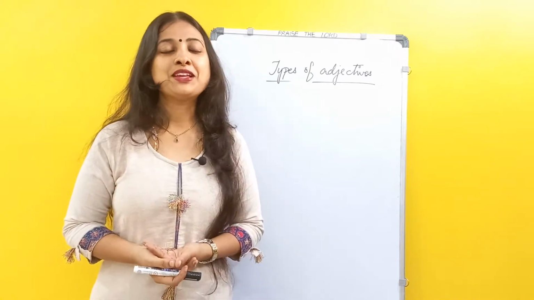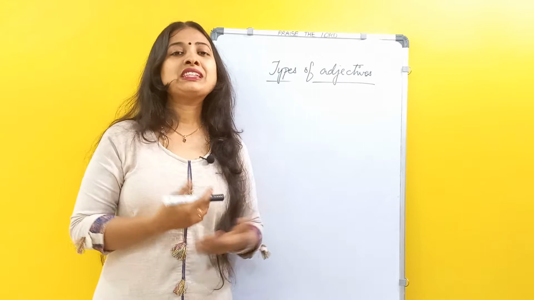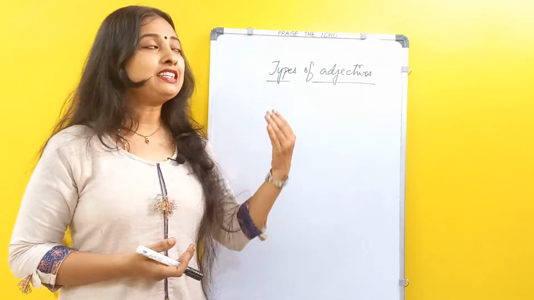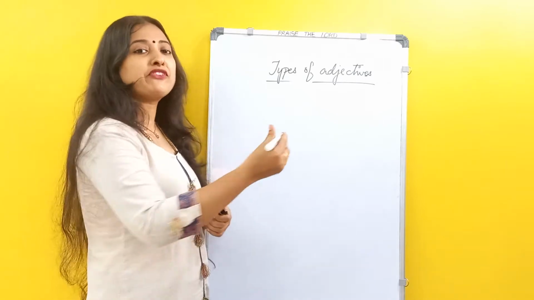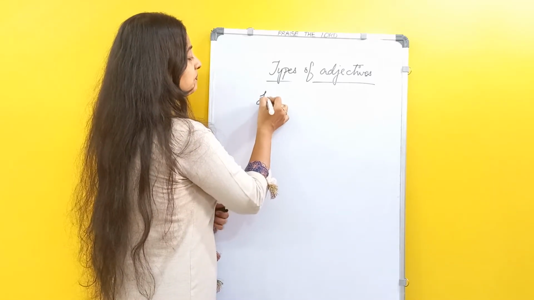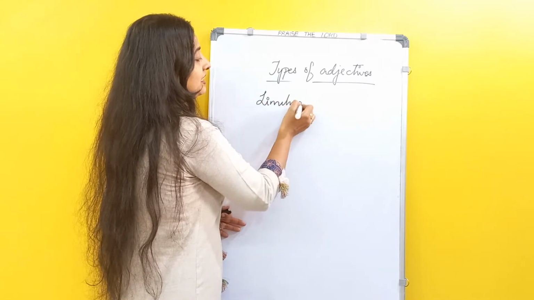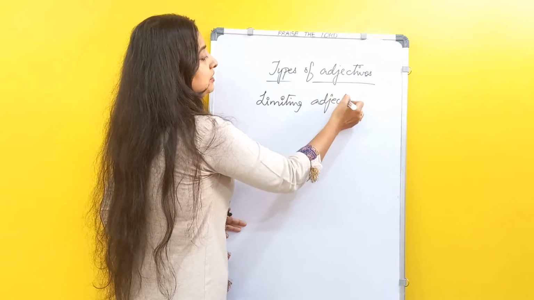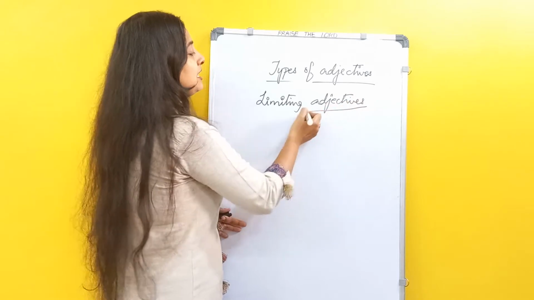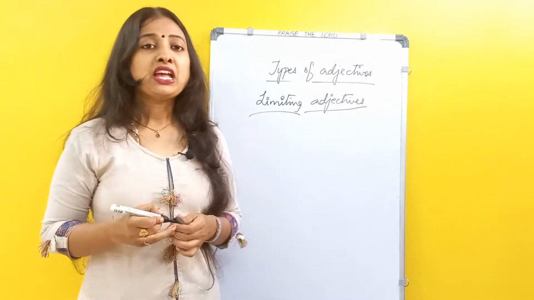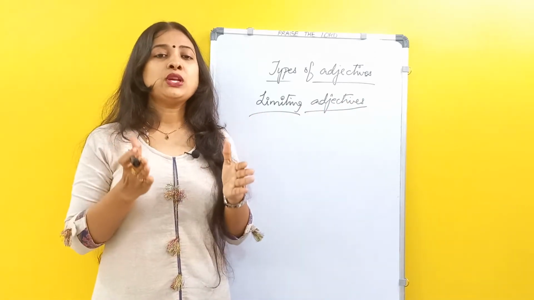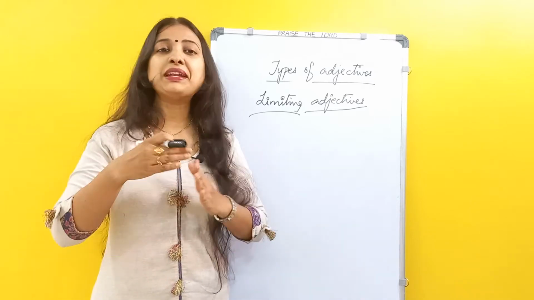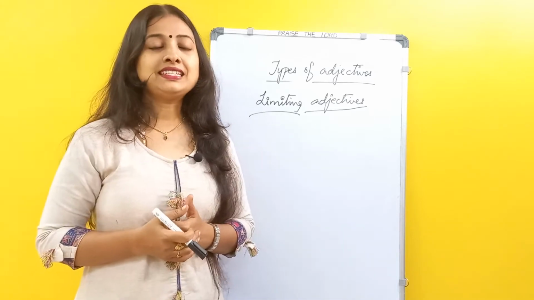In the previous class we were discussing participle adjectives, right? Today we'll be discussing the next type of adjective, which is limiting adjectives. Okay, what are these limiting adjectives? When we say the word limiting, we can understand that limiting means restricting something, isn't it?